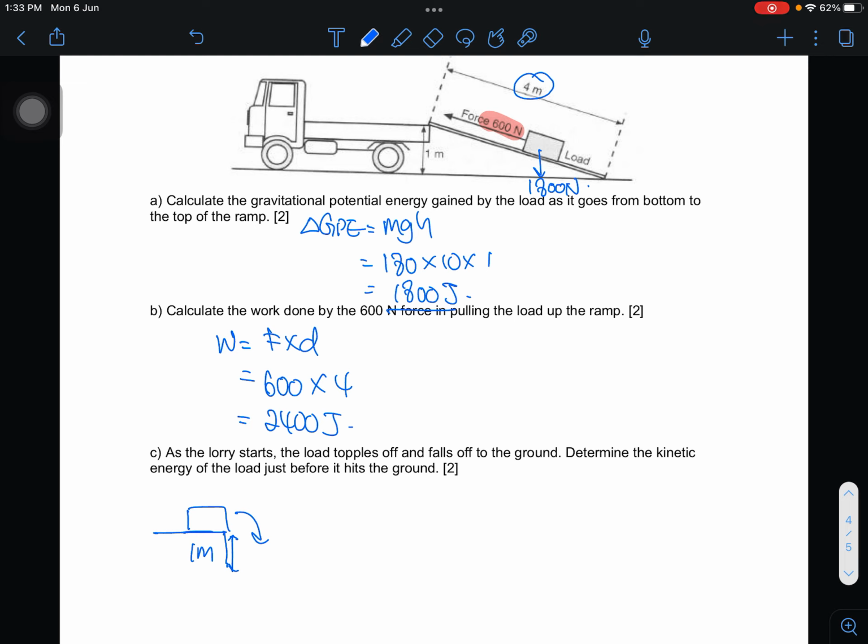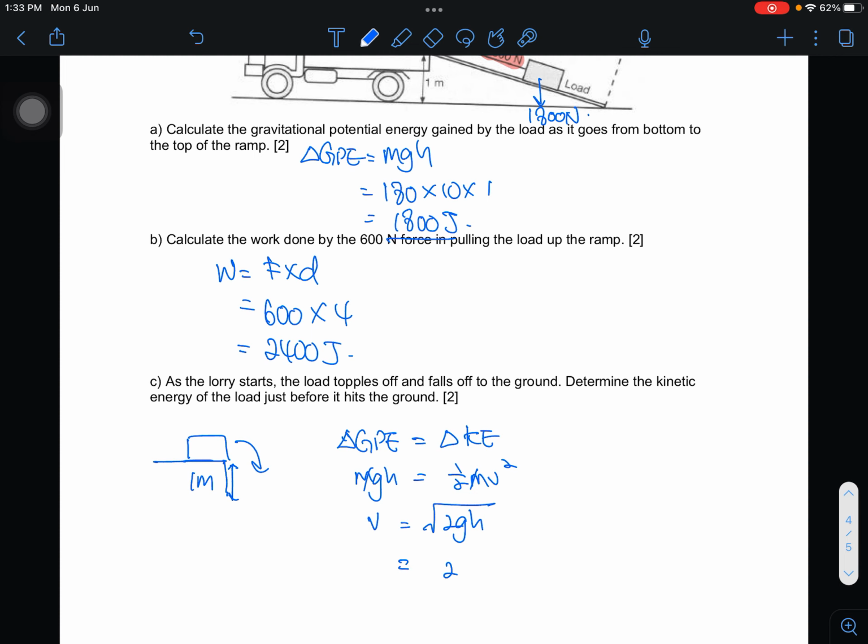According to the principle of conservation of energy, change in GPE must equal change in KE, right? mgh equals half mv squared. Cancel, cancel, because we're talking about the same mass. v equals square root of 2gh, which equals square root of 2 times 10 times, what's the h? 1. Square root 20.